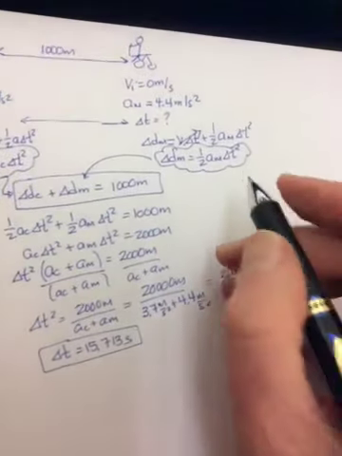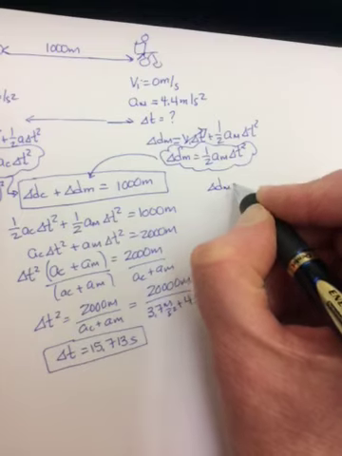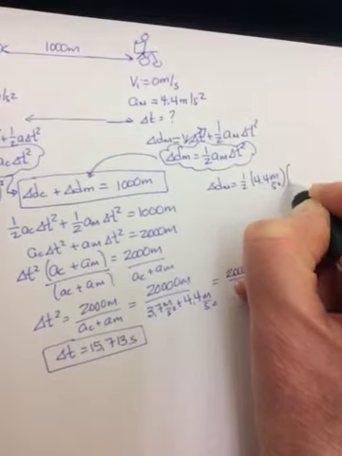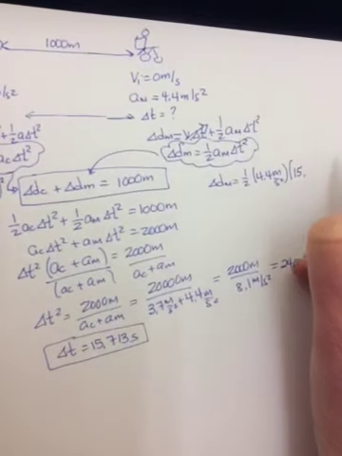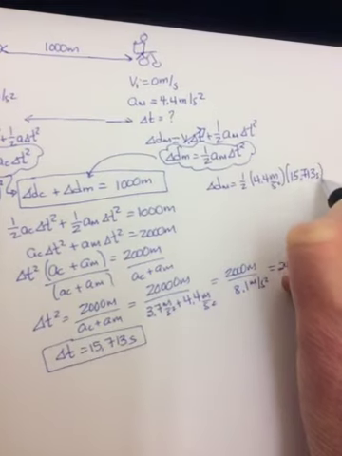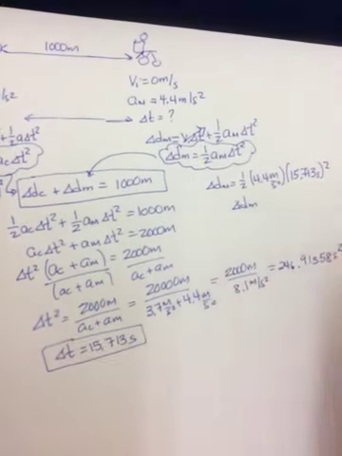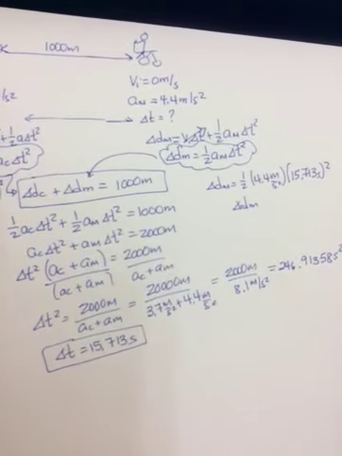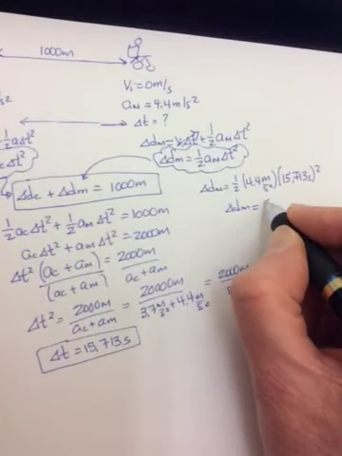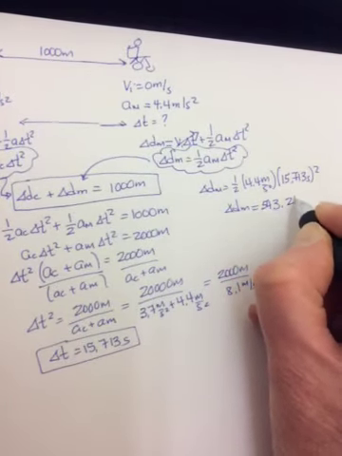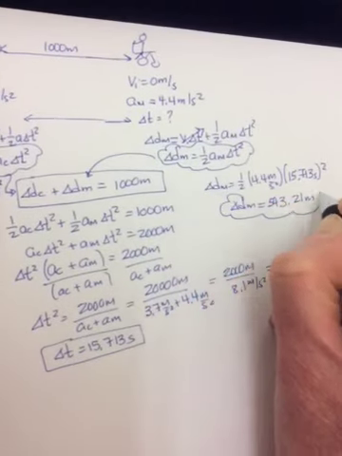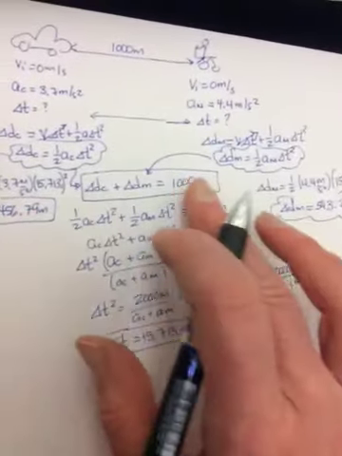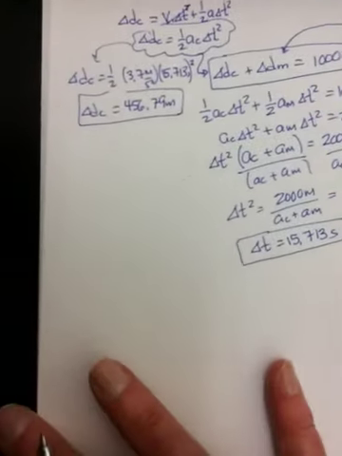Now, if you wanted to double check, you could go over here and find delta D of the motorcycle. So 1/2 times 4.4 meters per second squared, times that 15.713 seconds squared. When you do this, you shouldn't get the same answer, but you get 543.21 meters. This number and what you found for the car should add together to give you 1,000. And check it out, they do. So that means you did it correct.